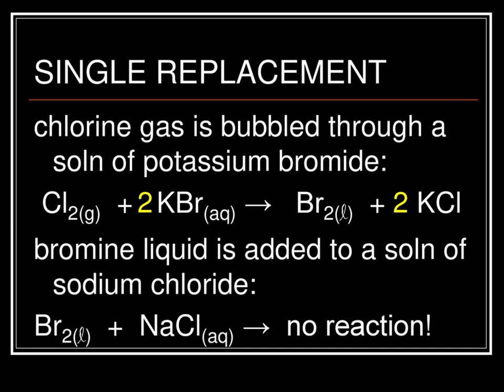We have chlorine gas reacting with potassium bromide, and the chlorine replacing the bromide, and then we have bromine liquid replacing the chlorine, but not. You see that on the screen here, there is no reaction because chlorine is above bromine on the periodic table and in the reactivity series. So it will not replace chlorine.